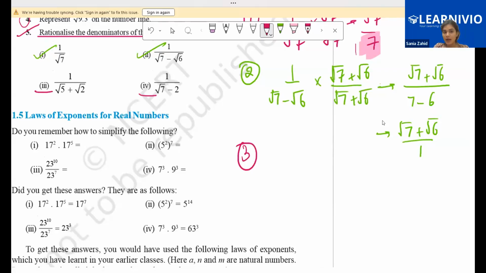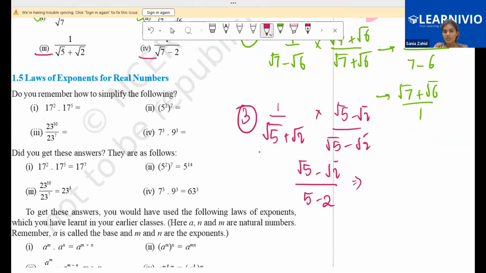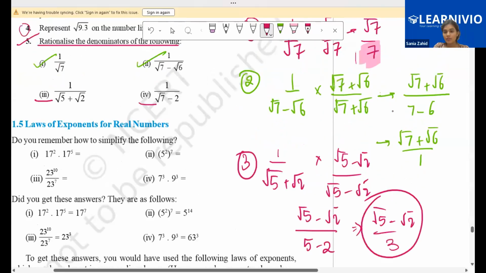Maybe. Okay, let's check. You have the number 1 by root 5 plus root 2, and you multiply and divide it by root 5 minus root 2. So your answer becomes root 5 minus root 2 divided by a square minus b square. That's 5 minus 2, which is 3. The answer becomes root 5 minus root 2 by 3. This is your answer. Now next is the fourth one.